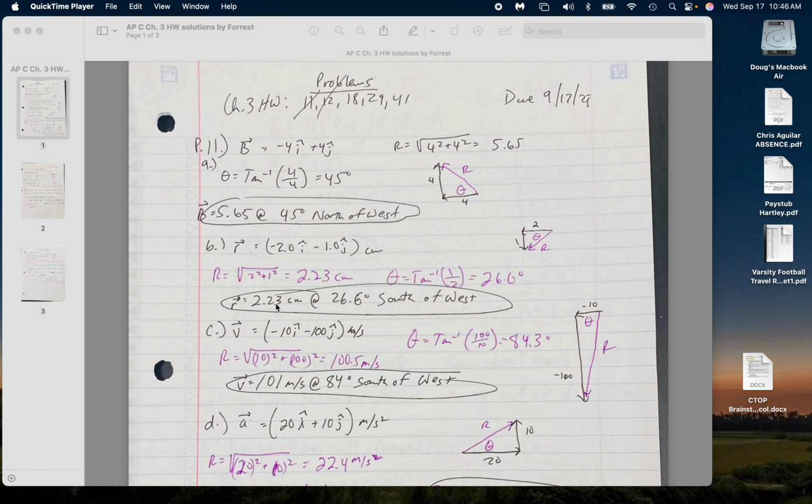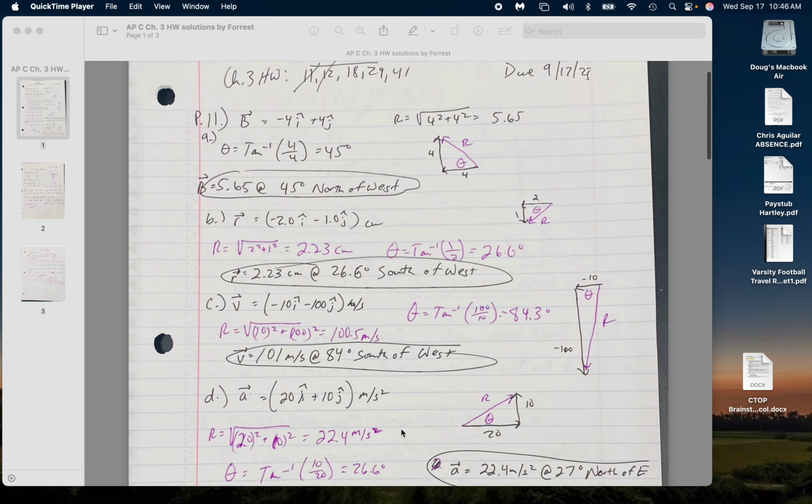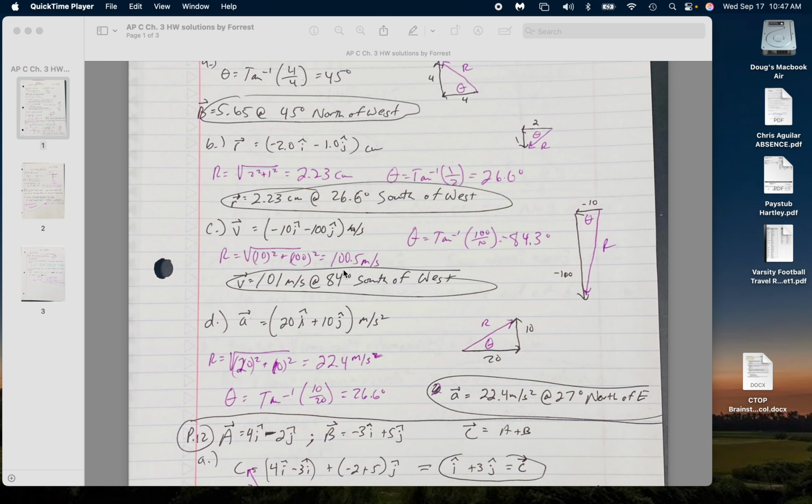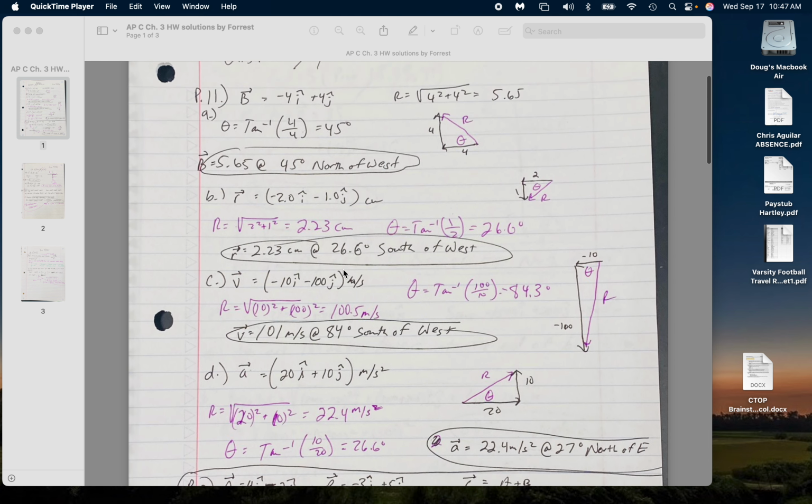Letters B, C, and D kind of do the same things. Again, you could have said different angles for these. For example, instead of 27-ish degrees south of west, it could have been 63 degrees-ish west of south. So hopefully those make sense.